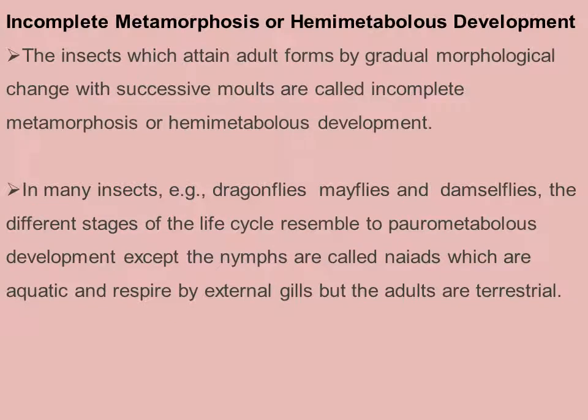Incomplete metamorphosis or hemimetabolous development: the insects which attain adult forms by gradual morphological changes with successive molts are called incomplete metamorphosis or hemimetabolous development. In many insects like the dragonflies, the mayflies, and the damselflies, the different stages of the life cycle resemble paurometabolous development, except that the nymphs are called naiads, which are aquatic.